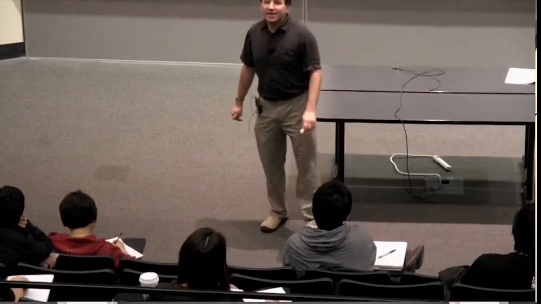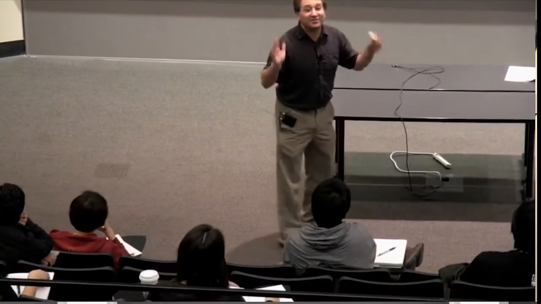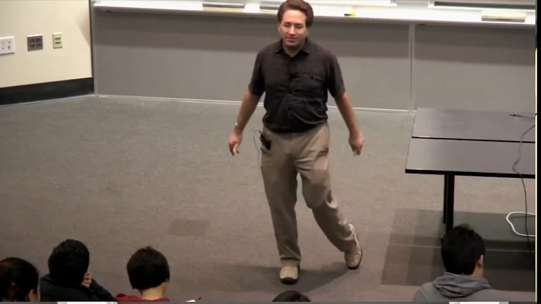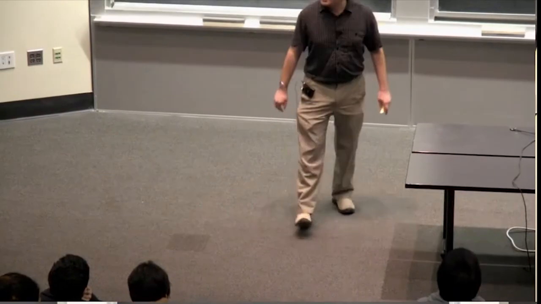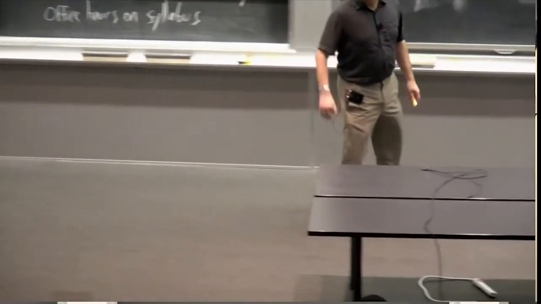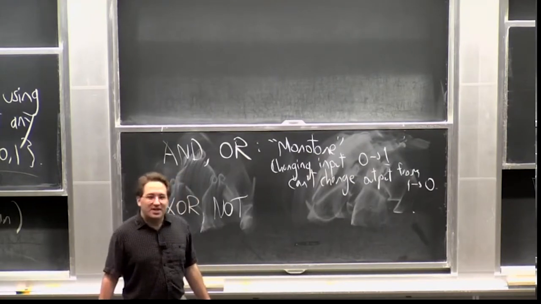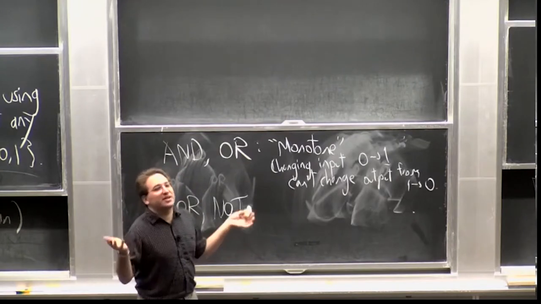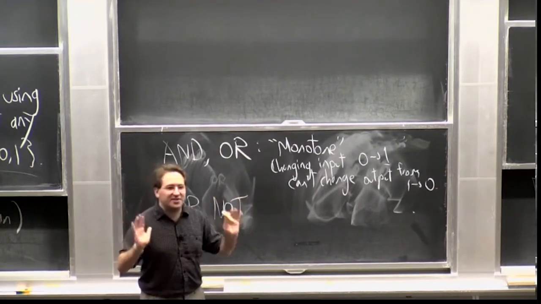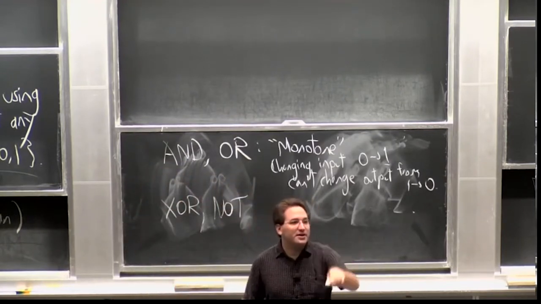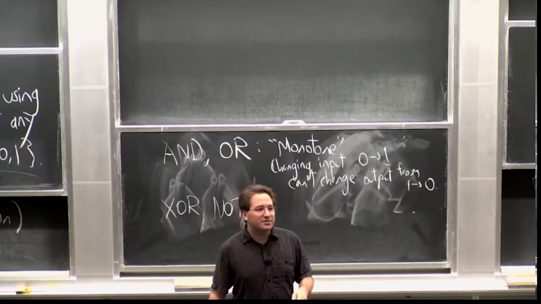What am I not able to represent using XOR and NOT gates? AND, for example. Why can't I represent the AND function using XOR and NOT gates? Yeah, that's true, but I'm allowed to string together a whole bunch of XOR gates, right? So I still need to say why I can never get an AND gate, no matter how many XORs I put together.